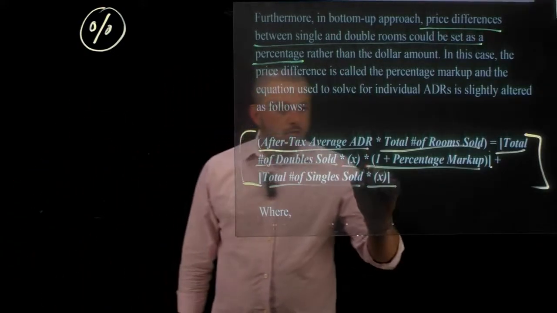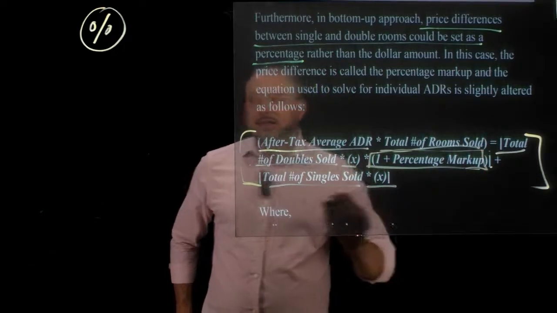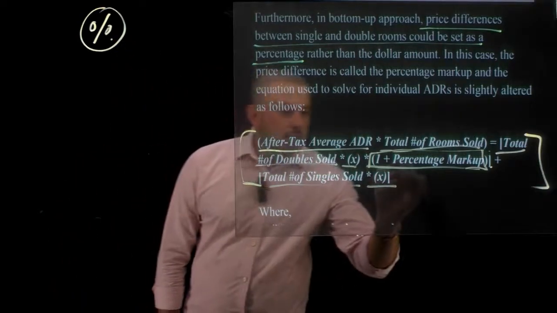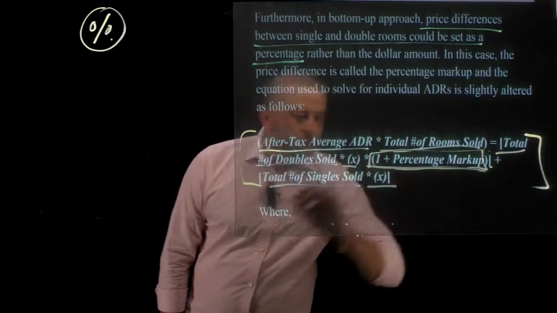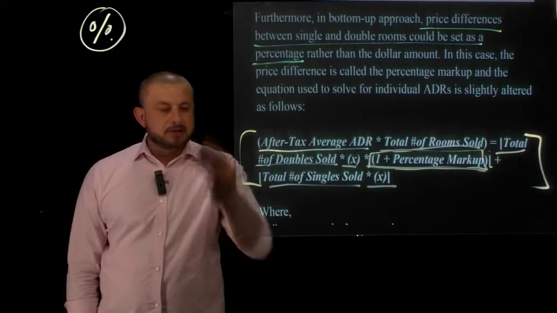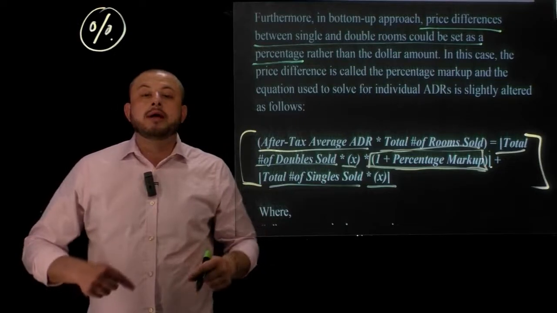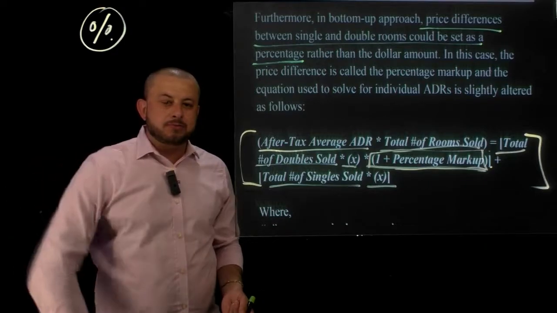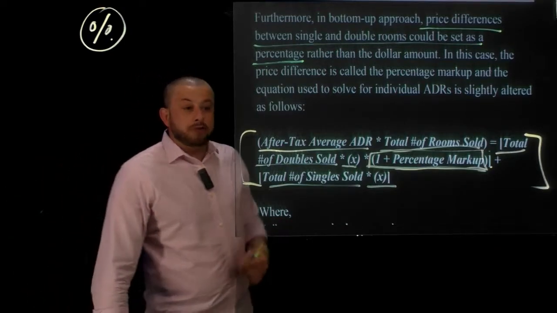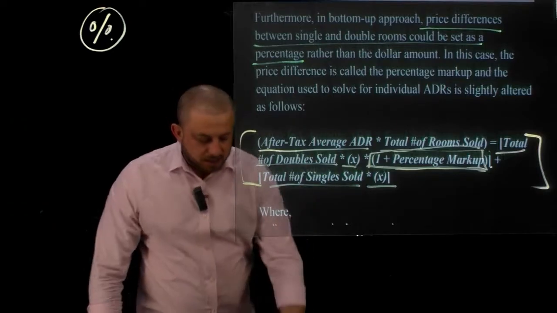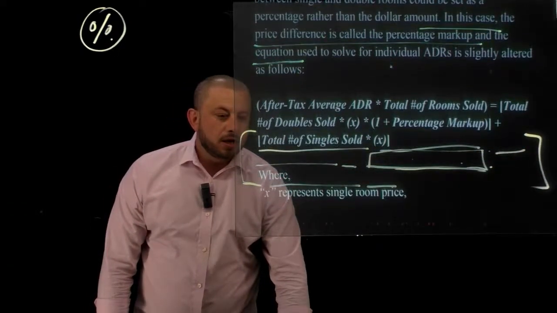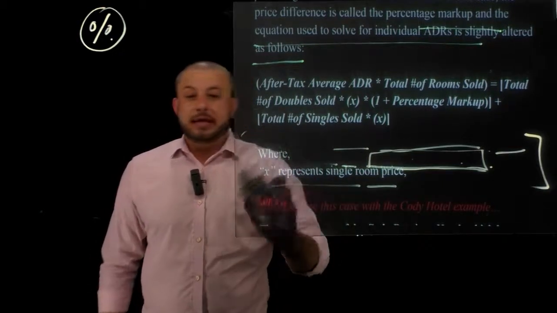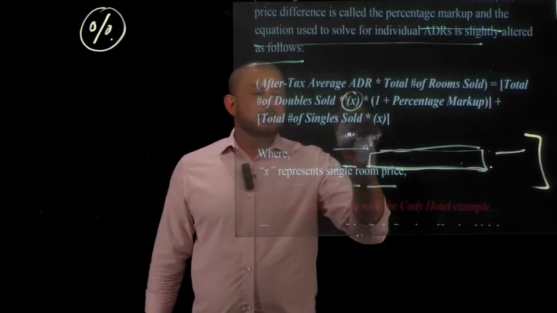So, 1 plus percentage markup. Guys, if the price difference between singles and doubles is based on a percentage, you will have to put that percentage difference right here, and the official name of that difference is called percentage markup or premium, okay? Either percentage markup or premium, I can use those terms interchangeably, so please be aware of different terminology, okay? So this becomes my equation, okay? And you know what the notations are in this equation. They don't change. X right here, the same x as with this guy.